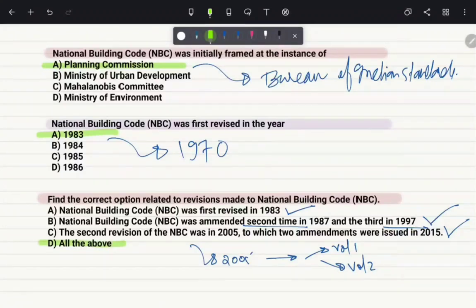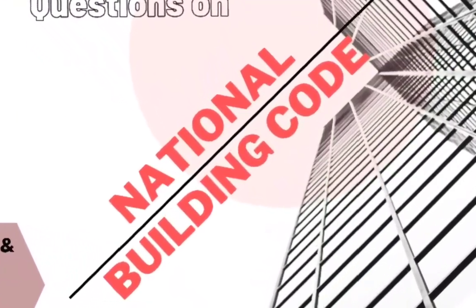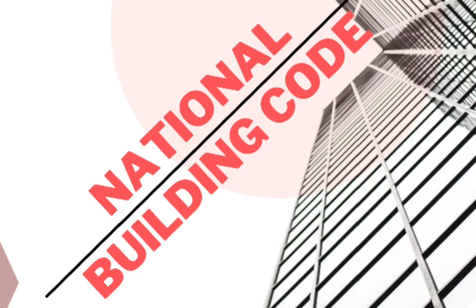So friends, these were all the important questions related to National Building Code. और जनरली 2 से 5 क्वेश्चन पूछे जाते हैं किसी भी आर्किटेक्चर और प्लानिंग एग्जाम में. This is a very important document from this point of view. Also, I already solved some of the questions based on NBC. So you can watch that video from this I button.